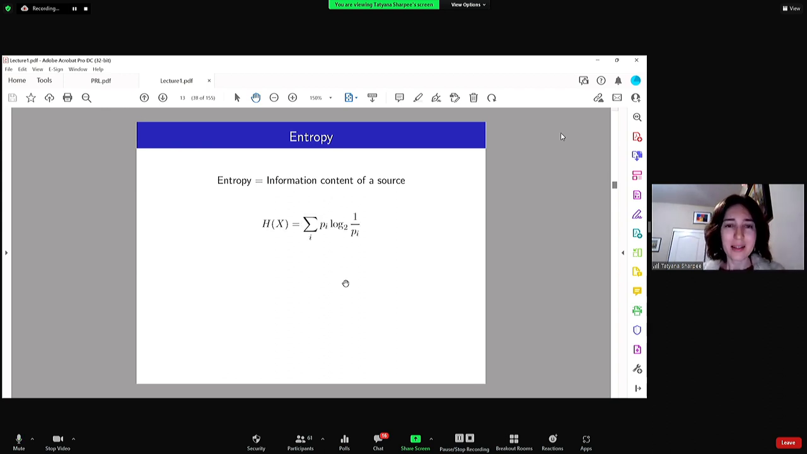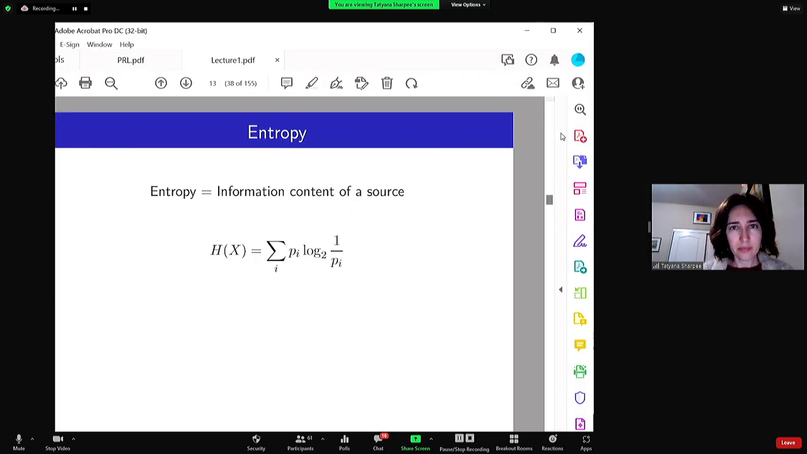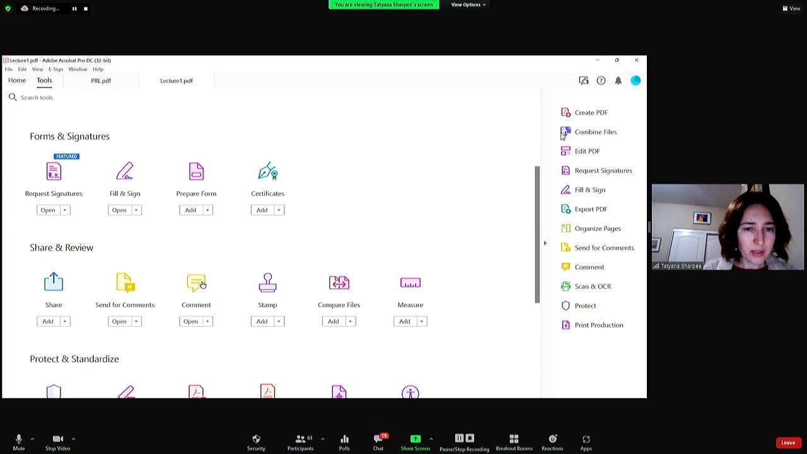Okay. All right. So now we all know the definition of entropy in physics, and I'd like to find the annotate button. Well, I will have to do with comments in PDF, I think.